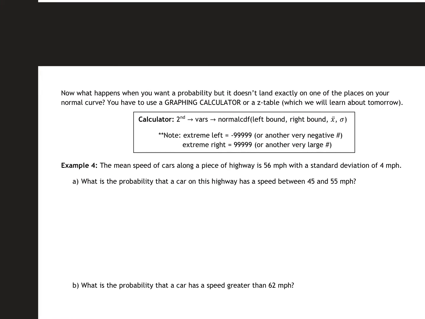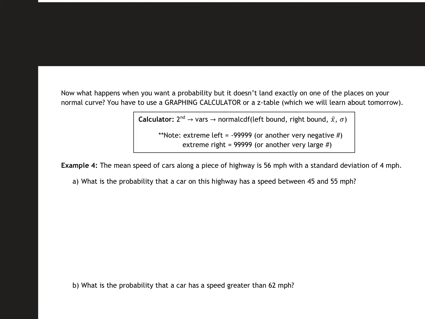So lastly, let's go to the calculator stuff. Now, what happens when you want a probability that does not land exactly on a standard deviation? It's not one of the exact places on the normal curve. This is where a calculator is going to come in handy, and this is where the z-score is going to come into play too, that we're going to do tomorrow.